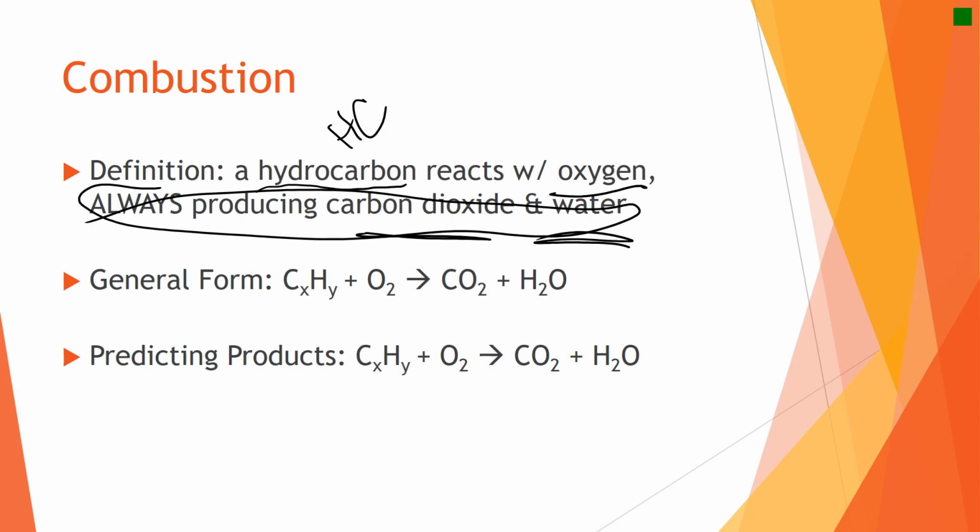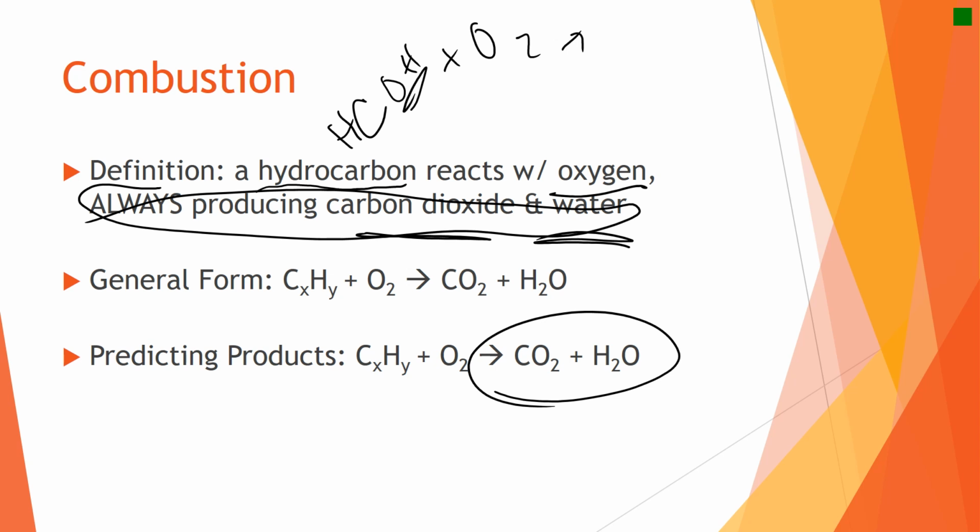So the hydrocarbon can also have like an alcohol attached to it for this class. So you could have some sort of combination of C and H and then an OH at the end. But you're always going to be reacting with that oxygen. And whenever we give you something like that, you're going to produce carbon dioxide and water 100% of the time.